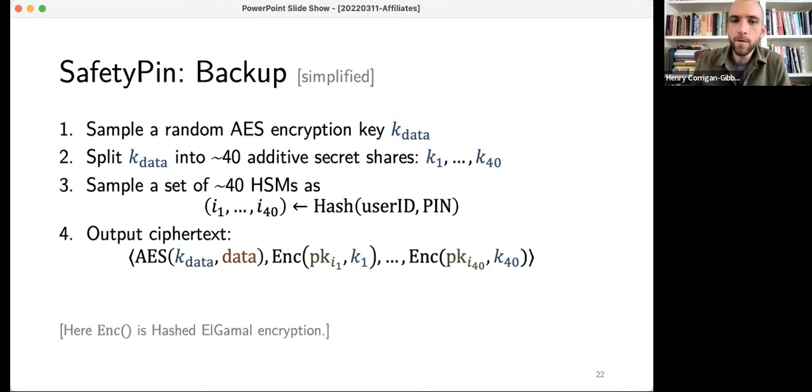And then the phone samples a set of 40 HSMs by hashing the user's ID and the user's PIN. So the set of 40 HSMs here depends on the secret PIN that only the user knows. And then what the phone does is it encrypts each share of the transport key to each one of these HSMs that it sampled. So there's going to be 40 ciphertexts coming out here, one for each of the 40 HSMs. And along with that, it'll output this data ciphertext that has the encryption of the user's data.